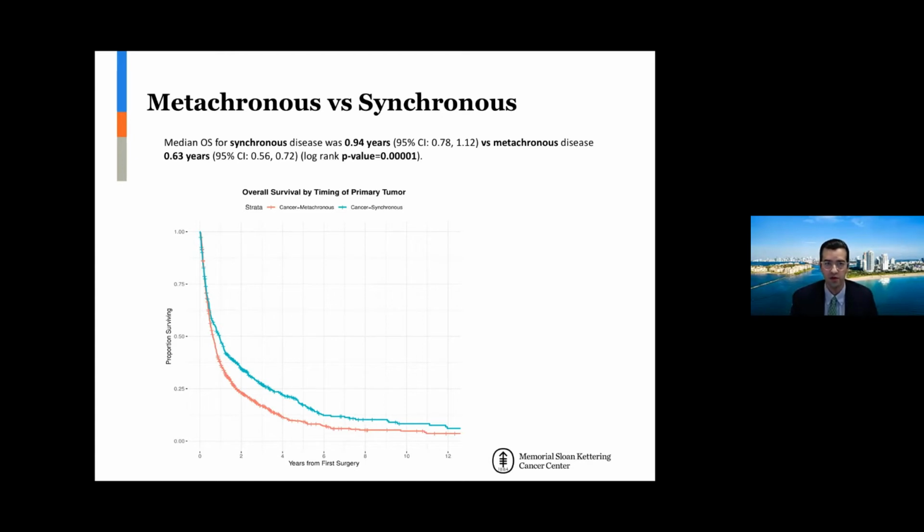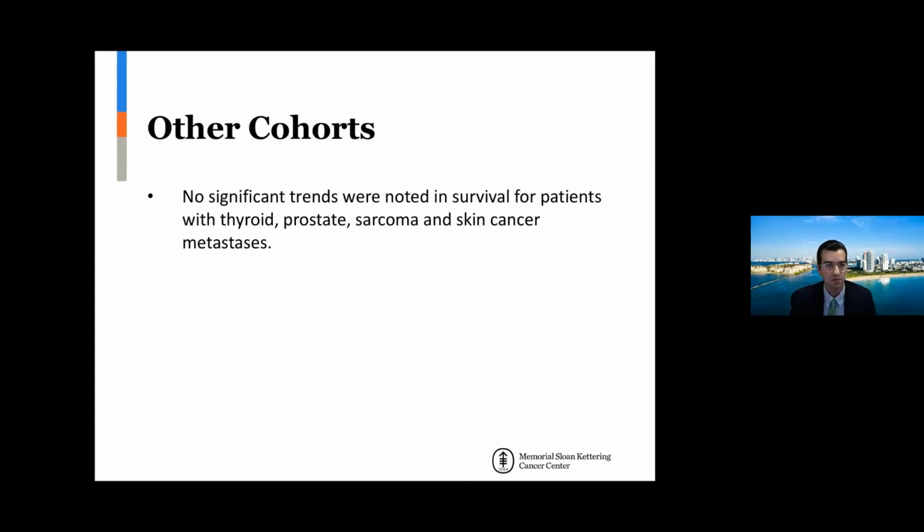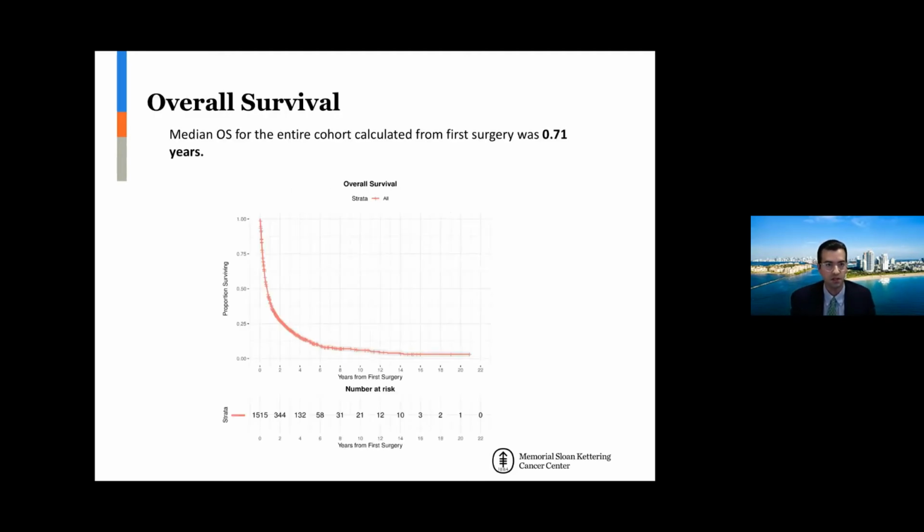The median overall survival for patients with synchronous disease was substantially above those with metachronous disease, with 0.94 years for patients presenting with a new cancer diagnosis and spinal metastasis. For the other cohorts that we analyzed, there were no significant trends noted in their survival, and those cohorts included thyroid, prostate, sarcoma, and skin cancer metastases.